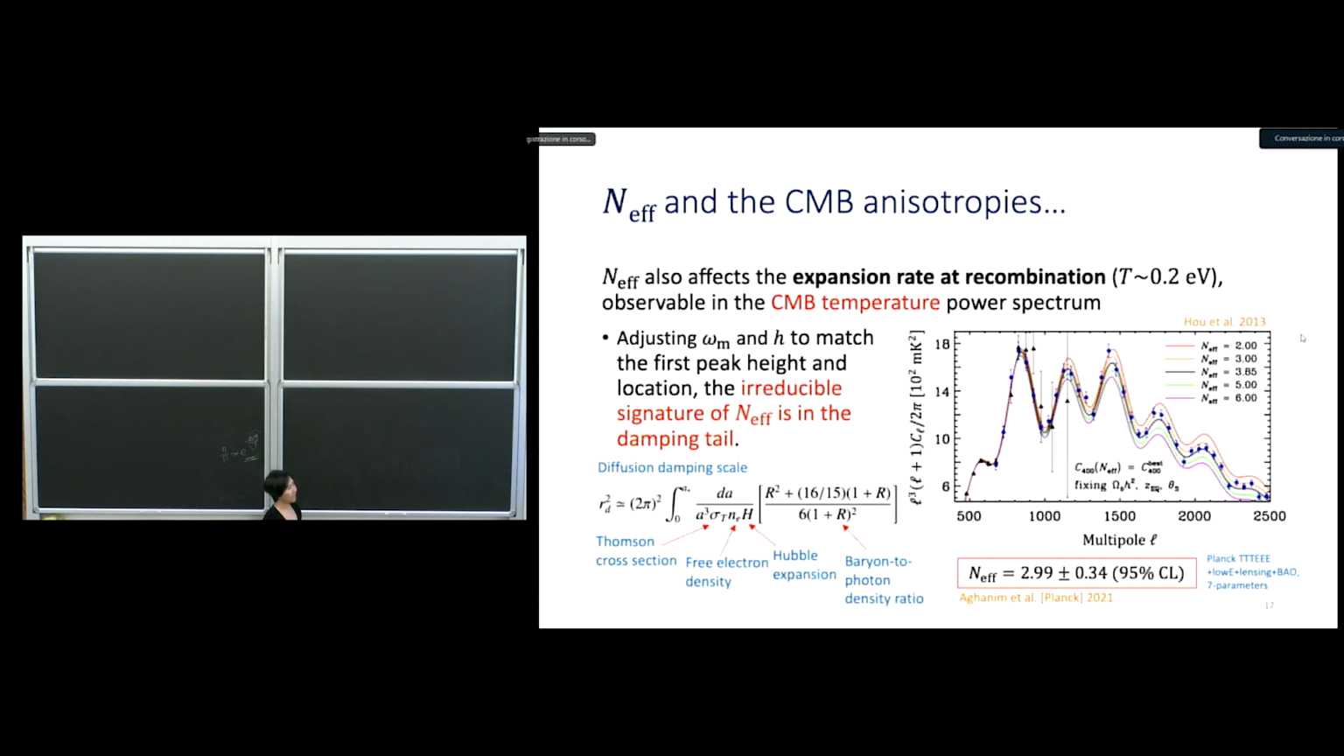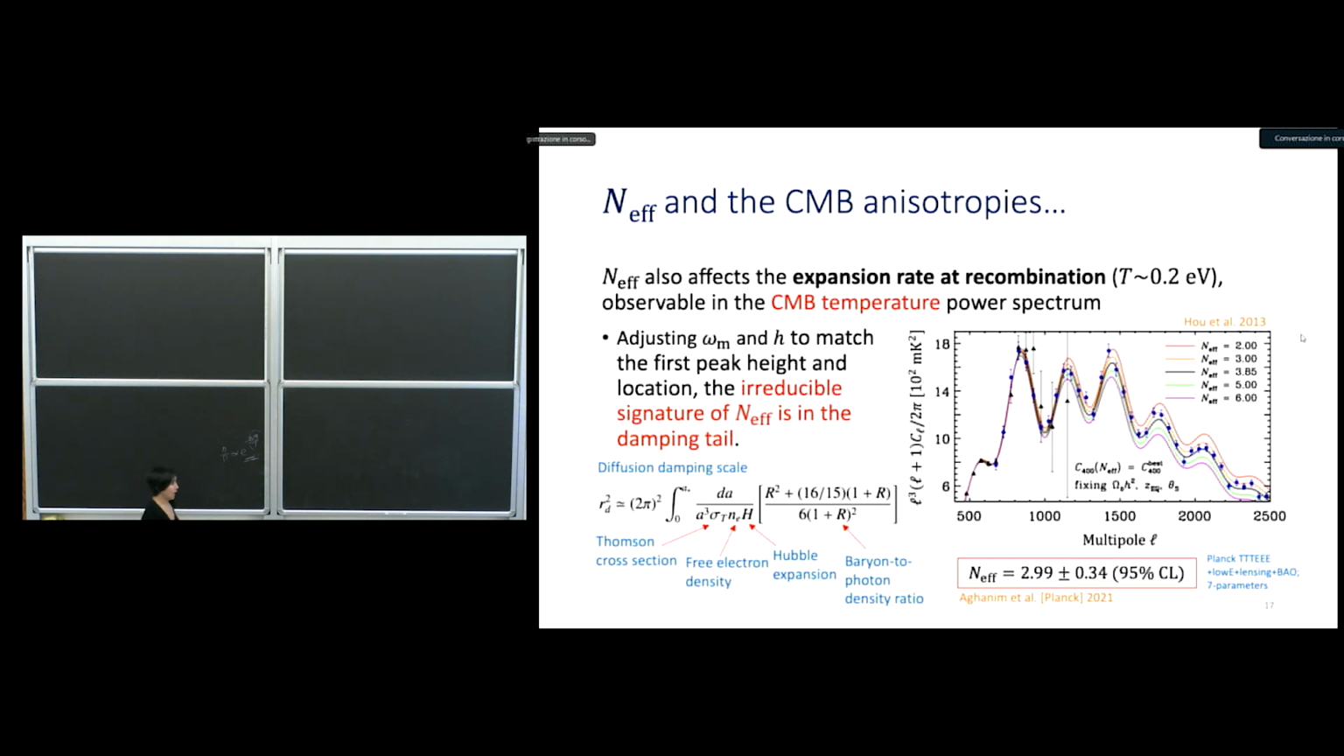They vary N effective from 2 to 6, but at the same time, they also tweak other parameters like omega M and H, such that you have a pretty good matching of the first couple of acoustic peaks, the first one definitely, and to a large extent here as well. But then you see that these scenarios start to deviate once you go to a large enough multipole. This is what we call the irreducible signature of N effective. It's in the damping tail.